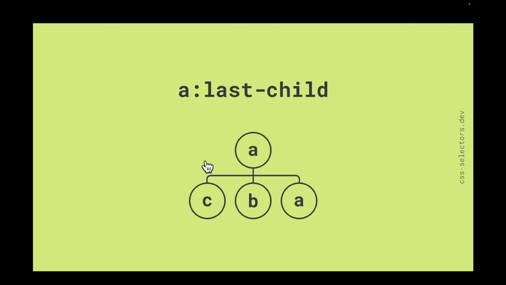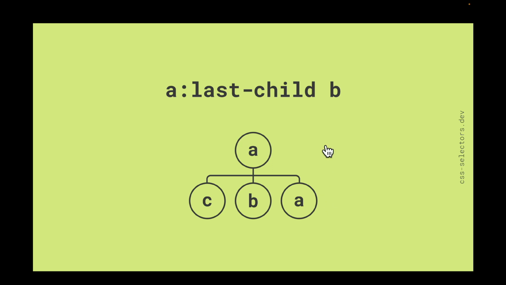Let's move on to this tree structure. At the top level, we have an A element with the 3 child elements C, B, A. Using the last child pseudo-class, which element do you think will be selected? So, both the parent A element and then the child A element will be selected. The parent A element is the only element at the top level, making it the last element, so it will be selected. And also, the child A element is the last element among its sibling group, so it is selected as well.